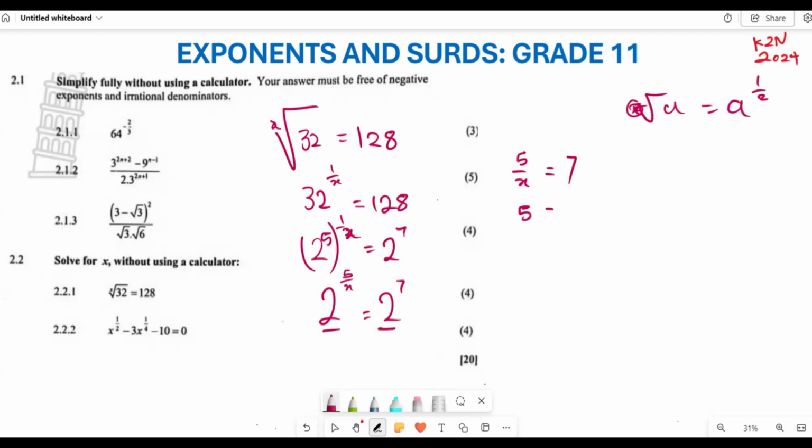This is 5 equals 7x. Then you divide by 7, you divide by 7, which means your x is the same as what? 5 over 7, if I'm not mistaken. Once again, your x is 5 over 7.